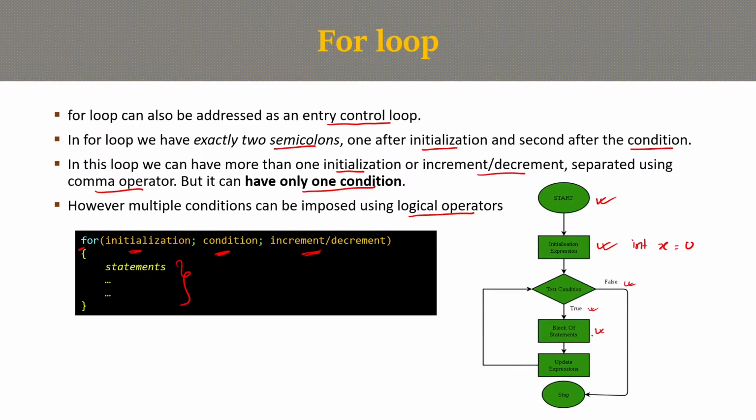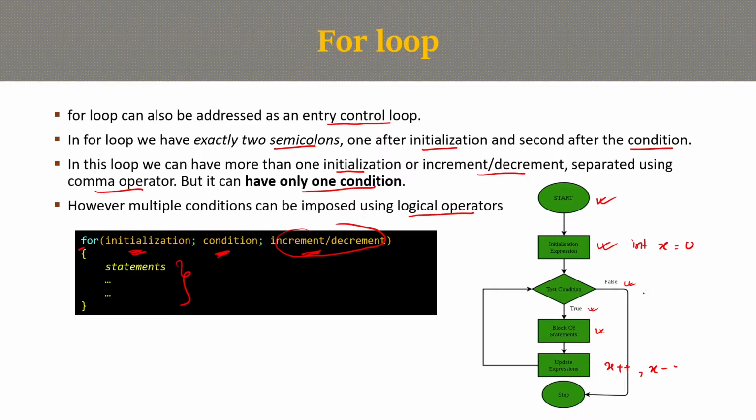After it executes the block of statements, it will update the expression, which means that it will increment or decrement the value. So after we have executed the statements, it will increment or decrement the value. Here we can either do x plus plus or x minus minus, anything that we want, according to our requirement. So what is happening in this for loop? Firstly, we initialize our variable. After we have initialized our variable, the condition will be checked.